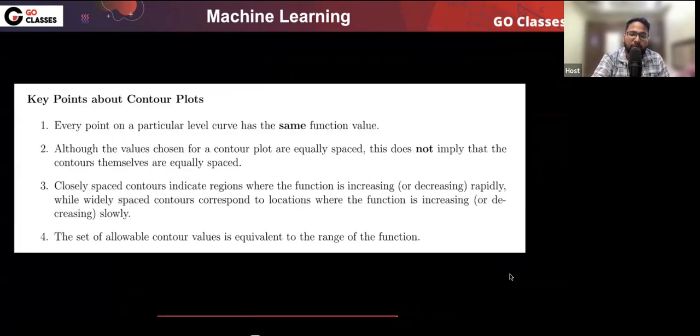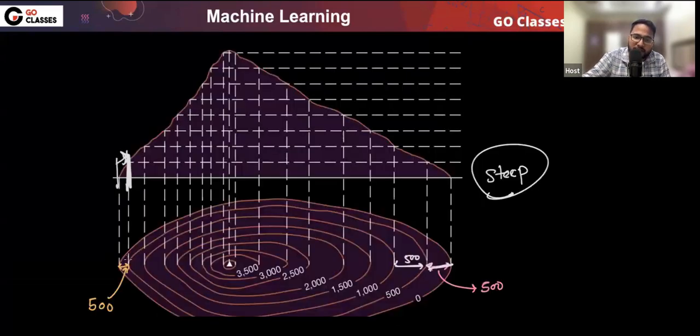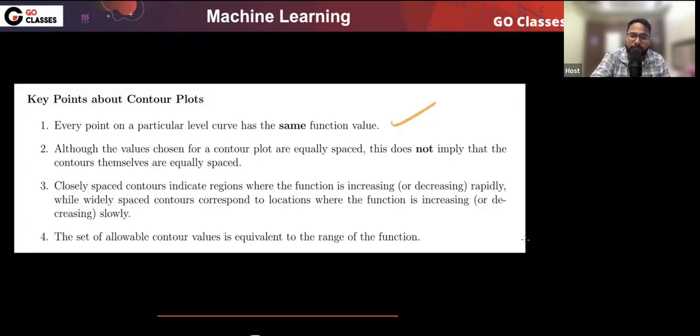Okay, so let's just see what the key points for the contours are. What they are saying: every point on a particular level curve has the same function value. That is what you already know. Although the values chosen for the contour plot are equally spaced, that does not imply that the contours themselves are equally spaced. Obviously, it means that these two are close compared to these two. We are keeping the value of z the same, but that doesn't mean the contours will be equally spaced.